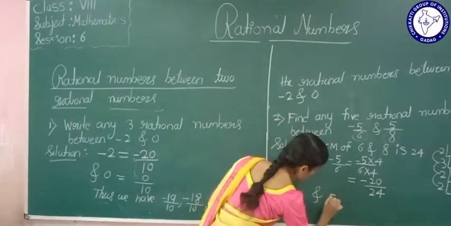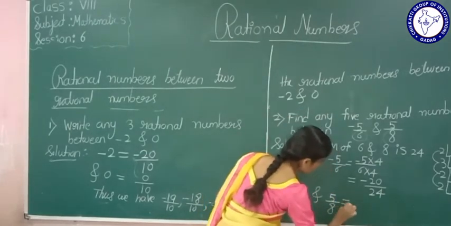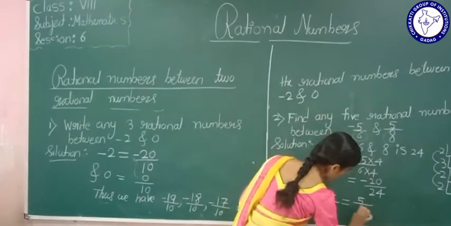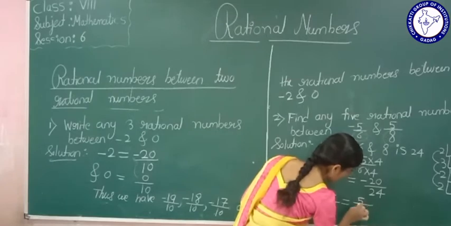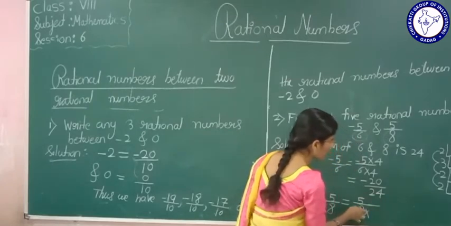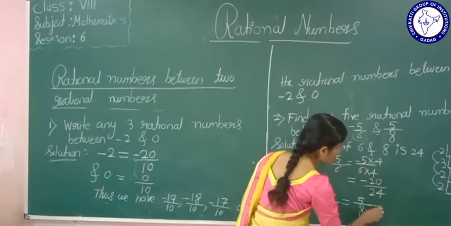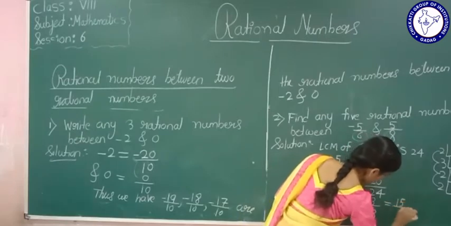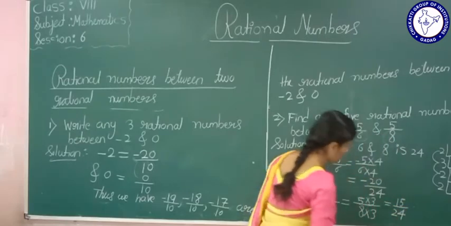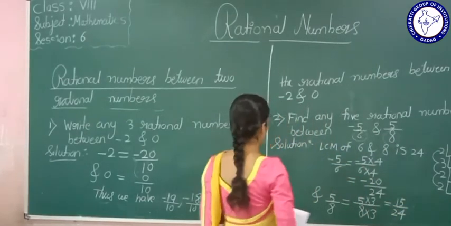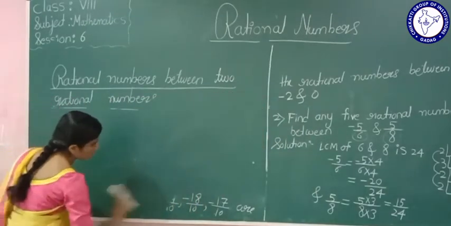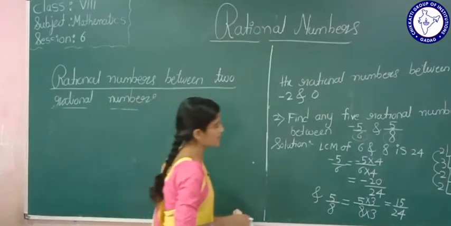And 5 by 8 can be written as 15 by 24, to make the denominator the same. 8 3s are 24. Yes or no? 5 3s are 15, so 15 by 24. Say, how many rational numbers did they tell us to find? They told us to find 5 rational numbers.